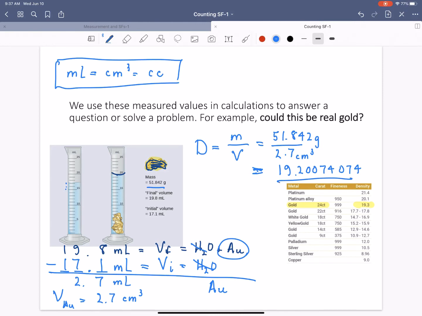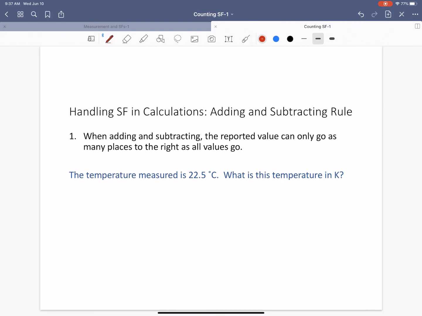Now what I have here is close to the answer, but we're not quite to the answer. We need to consider the sig figs. Here we had 5 sig figs in the mass measurement. We had 3 sig figs in the volume measurements. When we subtracted, we now had 2 sig figs. So we have to consider some rules for handling sig figs in calculations. Let's look at that. There are 2 rules.